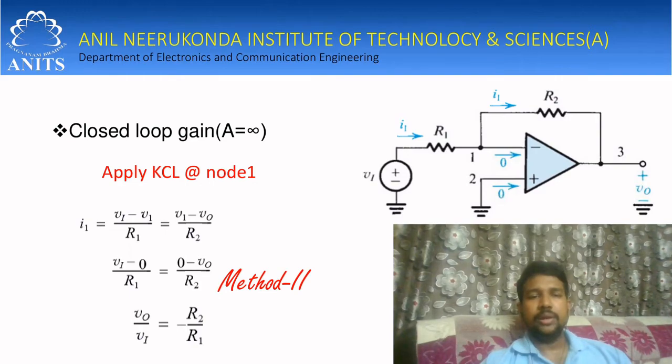Here is another method from which we can get the same expression, that is applying KCL at node 1. When we apply KCL at node 1, I can write I1 is equal to Vi minus V1 by R1 is equal to V1 minus V0 by R2. When I replace V1 with 0, I could get an equation like V0 by Vi, which is the same as minus R2 by R1. It is the same equation that we got earlier, but this is another method where we applied a nodal equation.